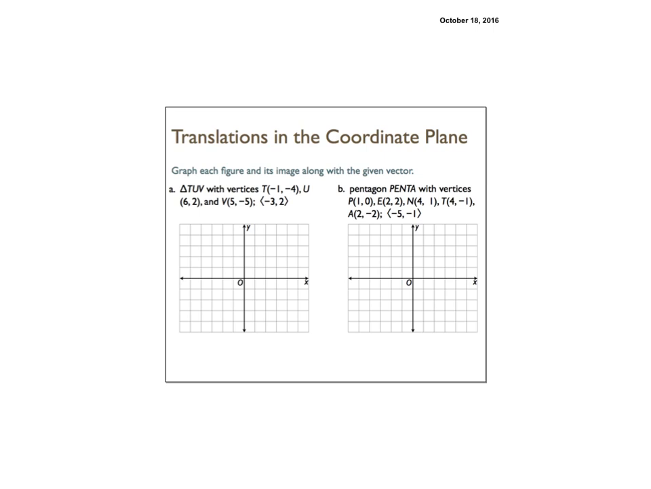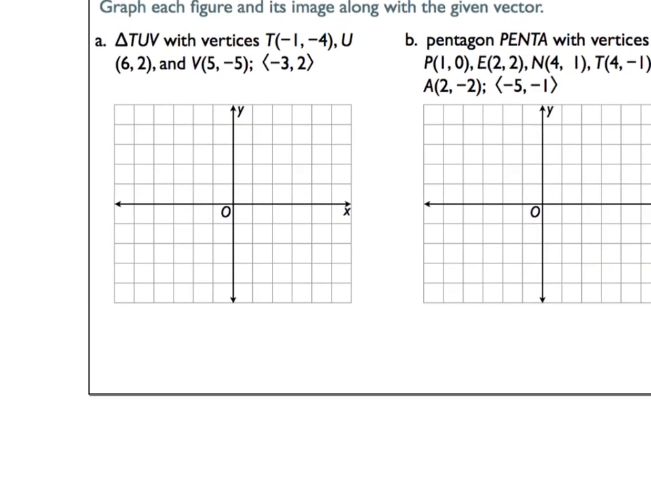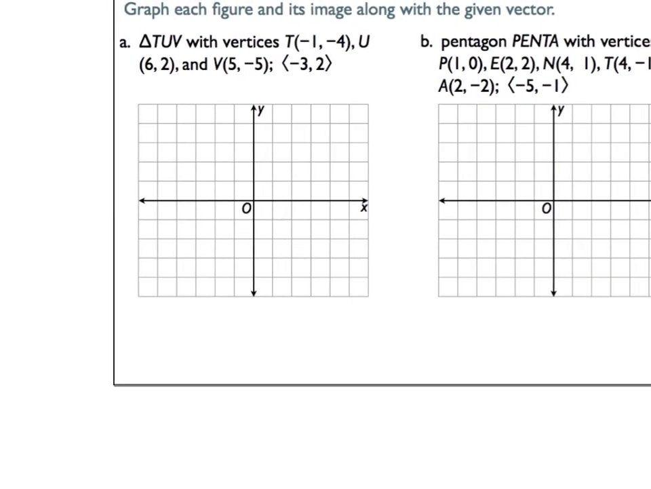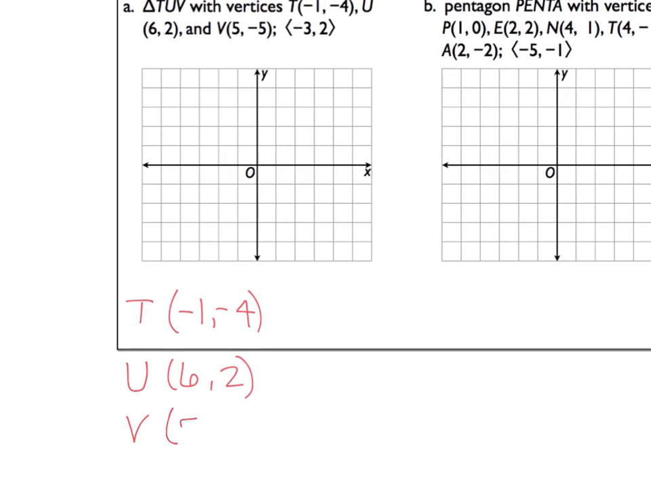So what I want to look at here is our original coordinates, and we're going to move them around some vector. I want you to get into the habit of labeling things like this. So we have T, U, and V. Point T is going to start as (-1, -4). U is going to start as (6, 2). And V is going to start as (5, -5). We're translating that over the vector <-3, 2>.